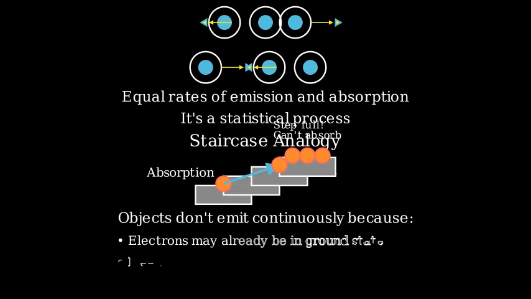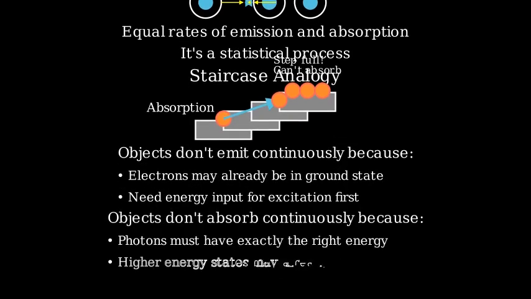To summarize, objects don't emit light all the time because their electrons can't drop to lower energy levels if they're already at the lowest level. And they don't absorb light all the time because either there aren't photons with the right energy available or the electrons are already in higher states with nowhere to go.